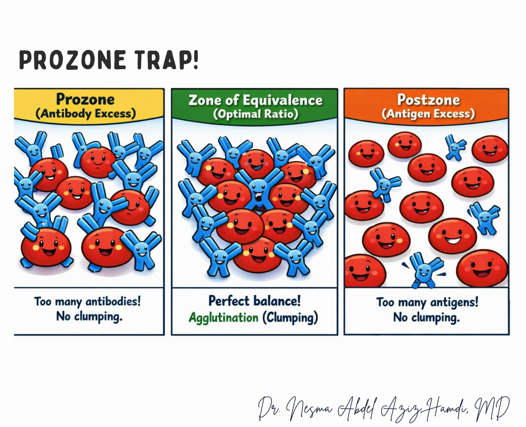Both phenomena are most commonly encountered in tube agglutination and precipitation tests and can be resolved by serial dilution of serum, for prozone, or adjusting antigen concentration, for postzone, to restore the optimal antigen-antibody ratio and reveal true positivity.